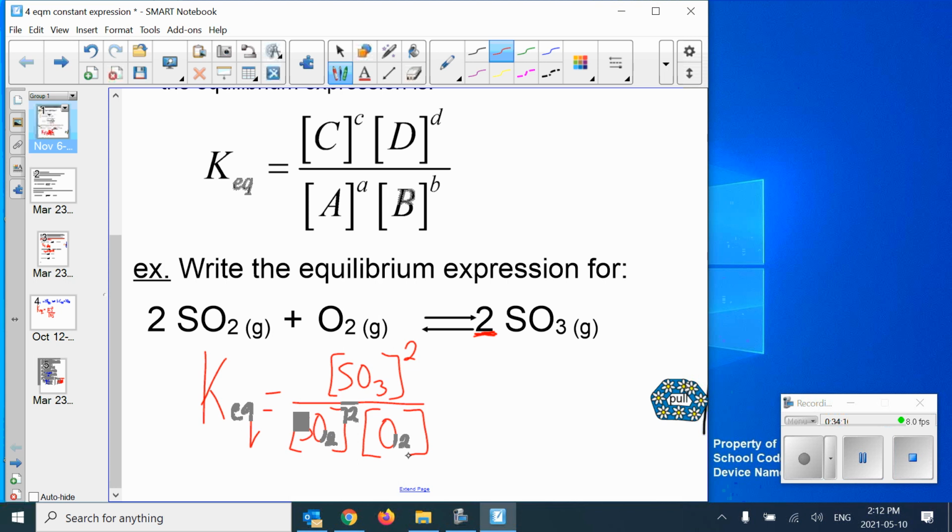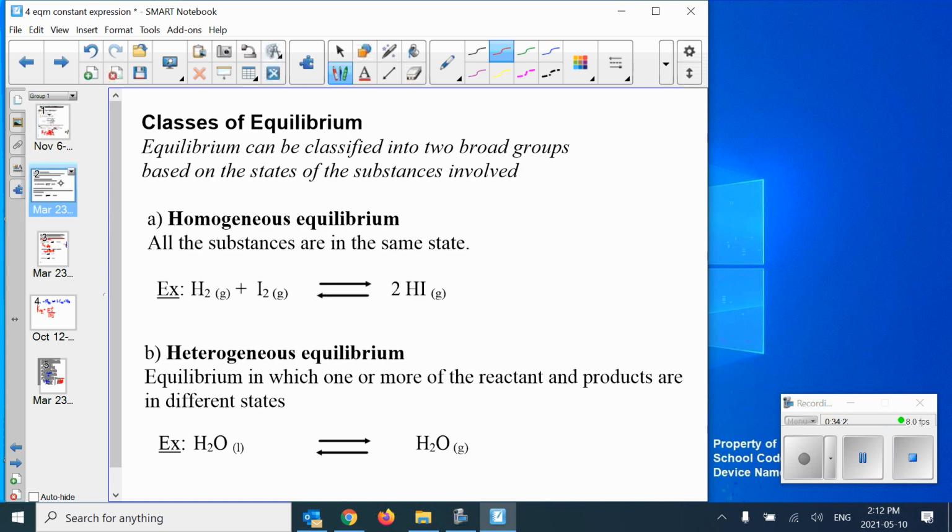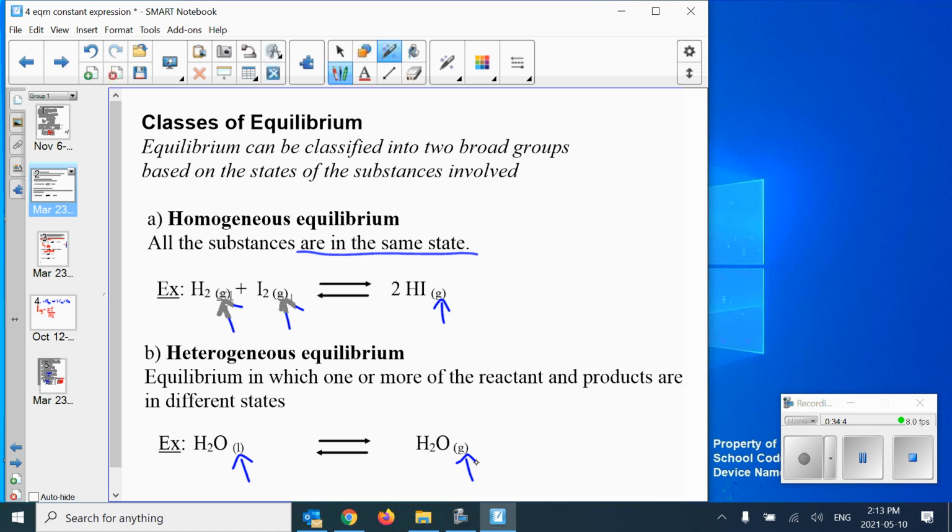A couple of things about this. You don't have to write out this next page. We're just going to think it through and listen, okay? Don't write this out. Classes of equilibrium: two broad groups, homogeneous and heterogeneous. In homogeneous groups, same state, so all gases. Heterogeneous, okay, here's an example, liquid and gas. You'll often have aqueous and solids.